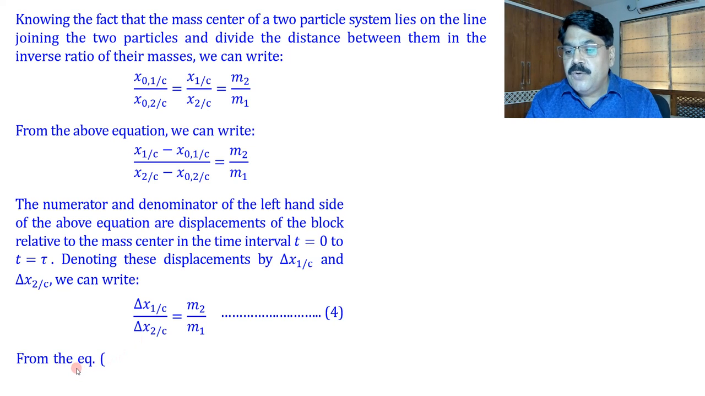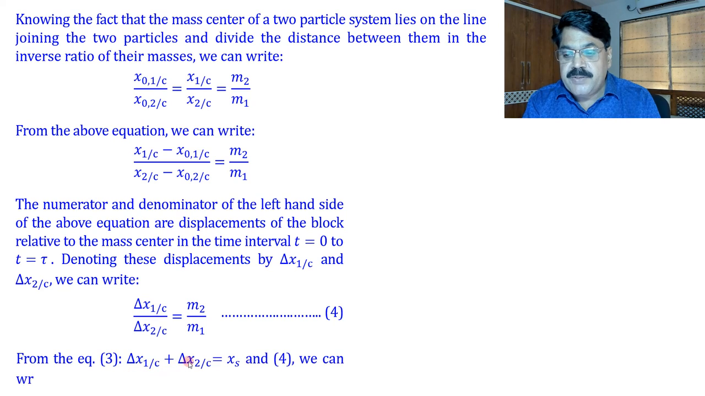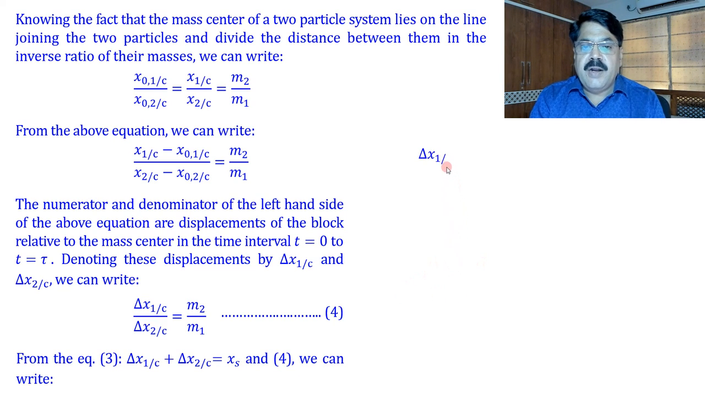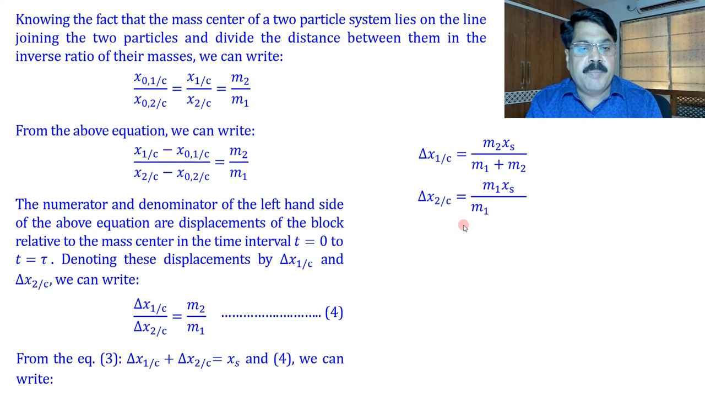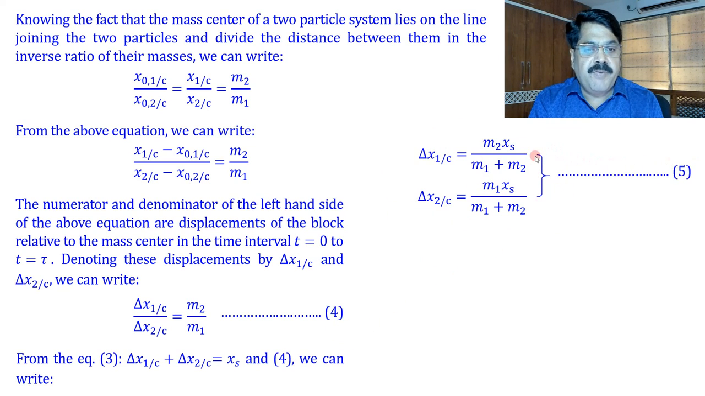From equation 3, delta x1 with respect to c plus delta x2 with respect to c is equal to xs. And from equation 4, it is very simple: delta x1 with respect to c will be m2 xs upon m1 plus m2, and delta x2 with respect to c will be m1 xs upon m1 plus m2. No need to explain how we arrive at that. So let us call these two combined results equation number 5.